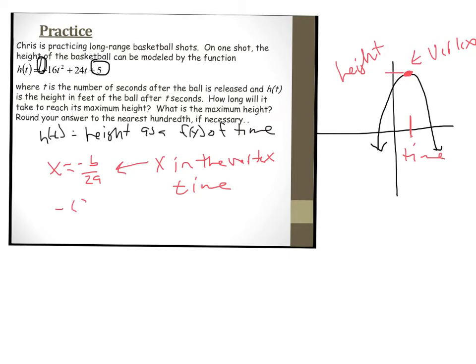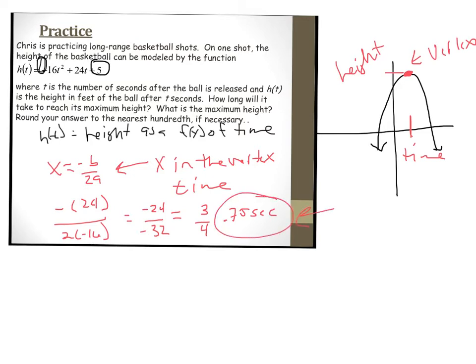We have negative 24 all over 2 times negative 16. That's going to give us negative 24 over negative 32, which is equal to 3/4 or 0.75 seconds. So it's going to take 0.75 seconds to reach its highest peak. Okay? So we found that.